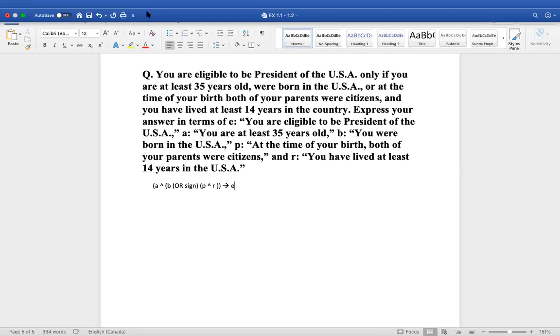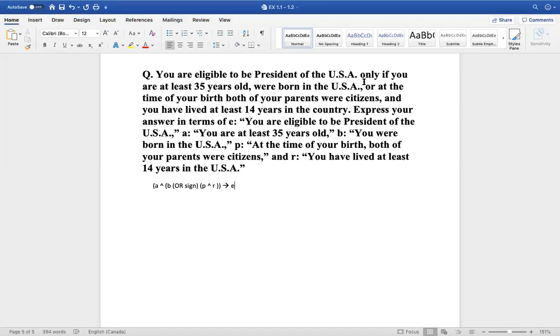Excuse me, I'm a bit confused. Isn't it that are at least 35 years old and born in the USA supposed to be together? And then we have or and the two other statements together?